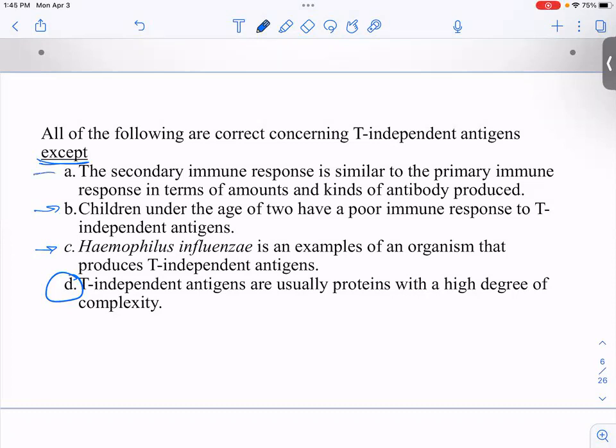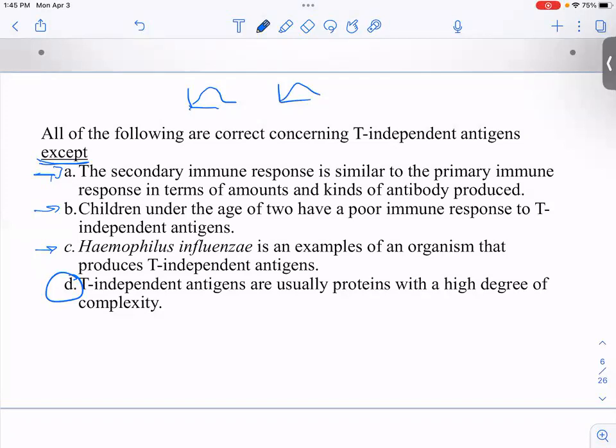Again, this one is true as well, that the secondary immune response. So in other words, the first time you get an immune response like that, and then the second time, it's about the same. You get the same kind of antibody, IgM. It doesn't switch into different kinds.